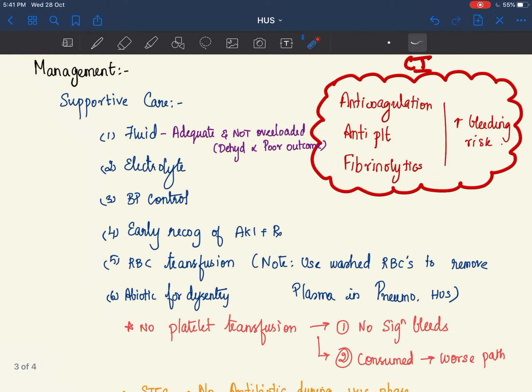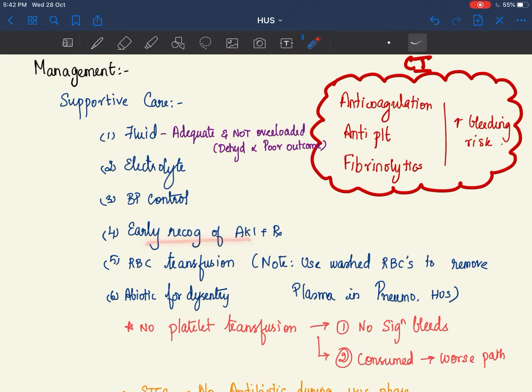Your management for D plus or typical HUS is supportive care, supportive care, supportive care. Fluids: it is important to give enough fluid resuscitation during early stages of bloody diarrhea. This is very important, dehydration is associated with poor outcome. So give adequate fluid resuscitation but do not overload the patient. Electrolytes have to be closely monitored because acute kidney injury can develop suddenly and the patient can develop hyperkalemia and complications. BP control is important because uncontrolled hypertension can lead to CCF.